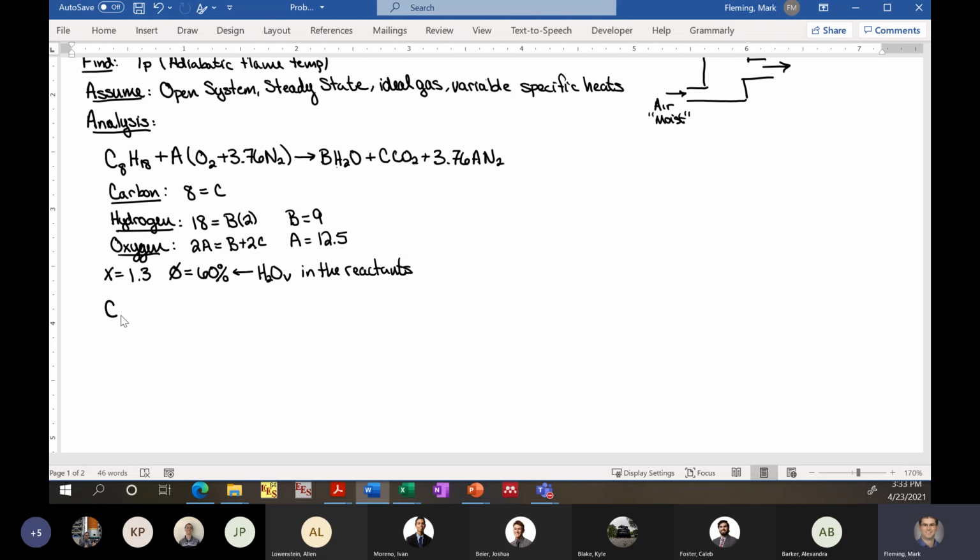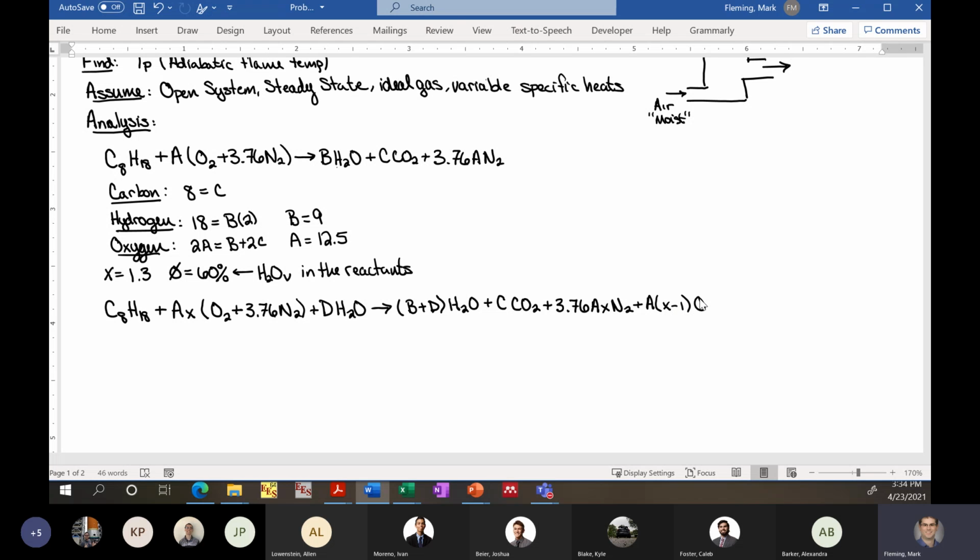And so if we go ahead and redo this, we'll have C8H18. We then have to adjust the amount of air molecules we have being brought in. So we have A times X, O2 plus 3.76 times N2. Now we're going to have a new variable D for the water vapor that is being brought in. This then combusts, and it's going to give us the variable over here. Now I'm going to go ahead and combine some things, knowing that I could do this in the balance form, but we'll have B plus D of H2O plus then C CO2 plus then the 3.76 times A times X times N2 plus then we have A times X minus 1 for our O2.